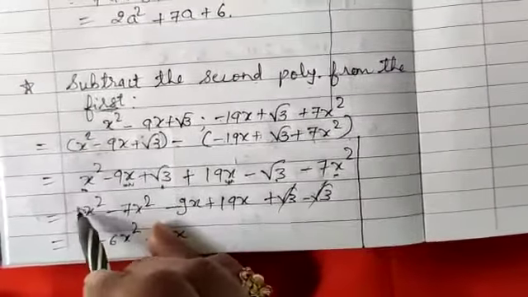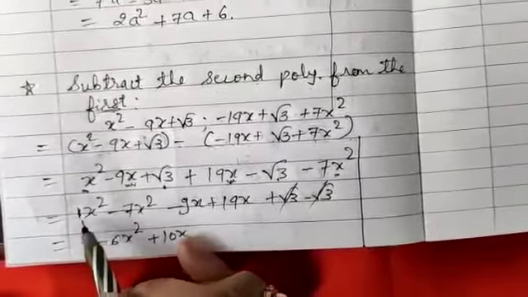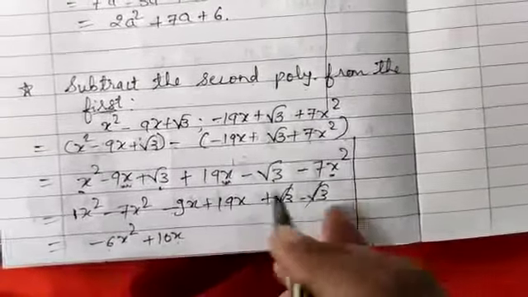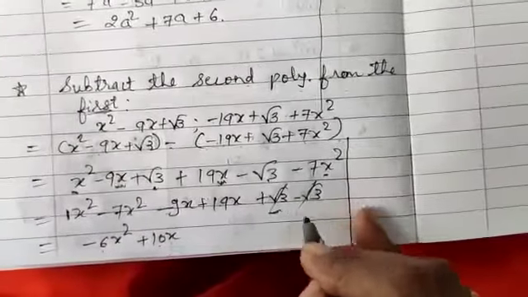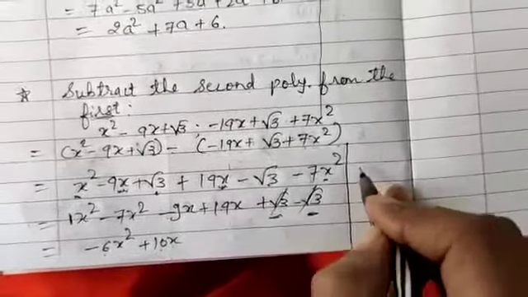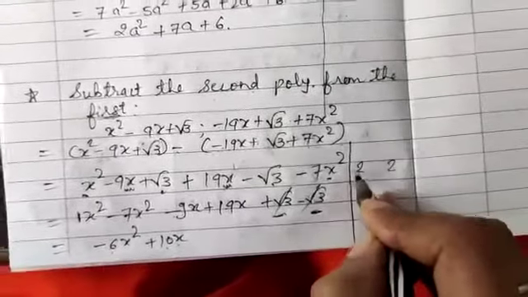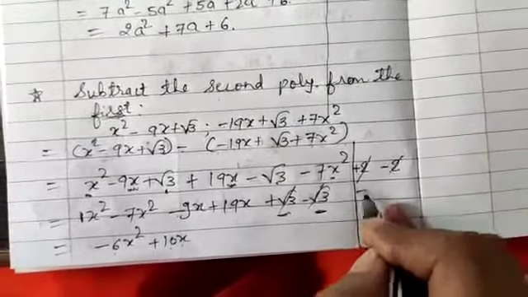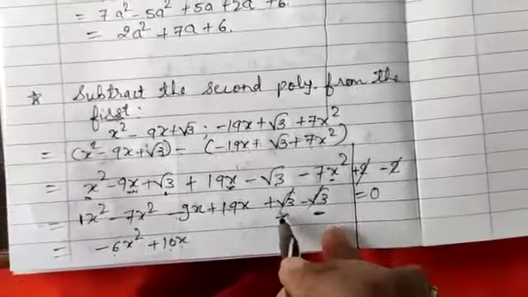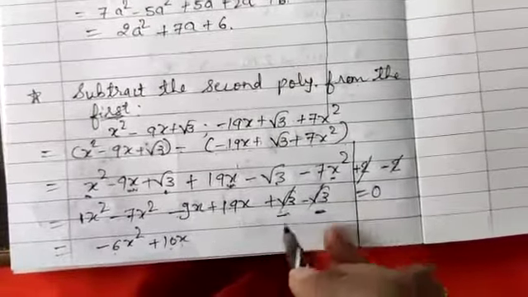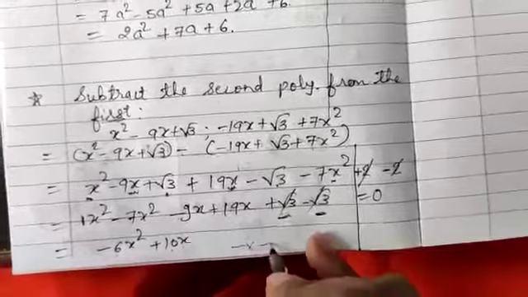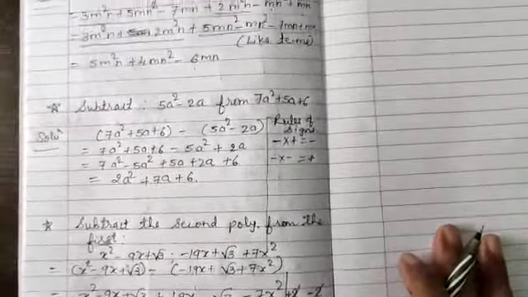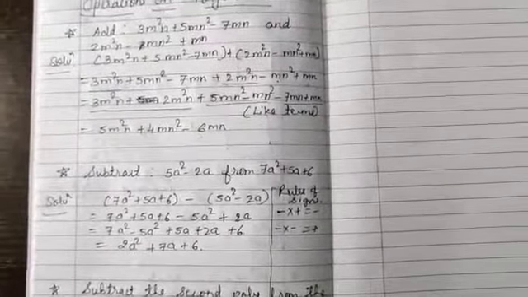Now after collecting you have to simplify. If there is no coefficient, so what is the coefficient there? 1. So 1 minus 7 is what? Minus 6. Minus 9 plus 19 is plus 10. And now you can see here these are additive inverse. You know now children, additive inverse means if the numbers are same but the sign is opposite, one is positive and one is negative, so its answer is always 0. So plus root 3 minus root 3, it becomes 0. Okay. So this is how to add and subtract the polynomials. Okay. Thank you.